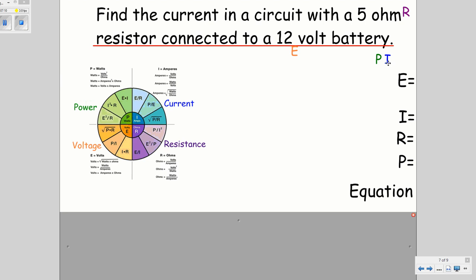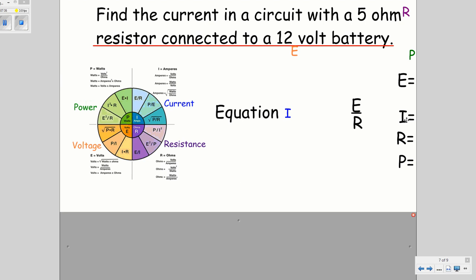So when we're finding current, that's the I. Once again, the P does nothing. So we're trying to find the I. When I look over here, I'm going to start in the middle of the circle for I, the blue stuff. And then I'm going to find the equation that goes with E and R. So I've got an E and an R, so it's right here. It's E over R. So my equation is I equals E over R.